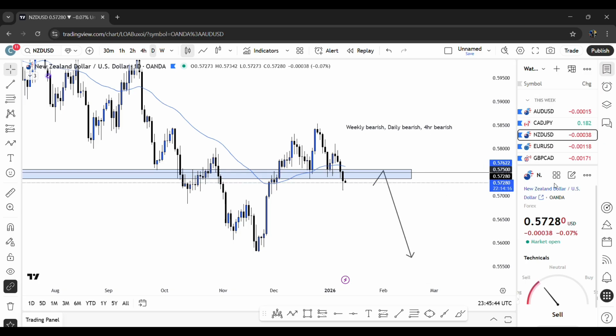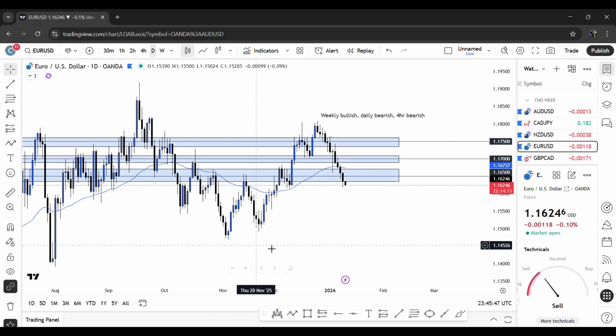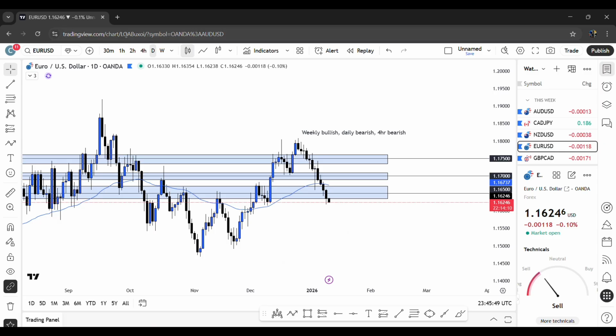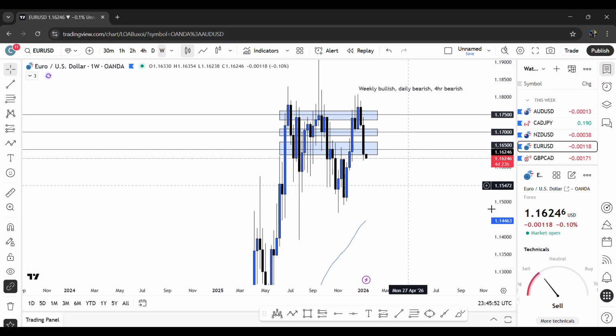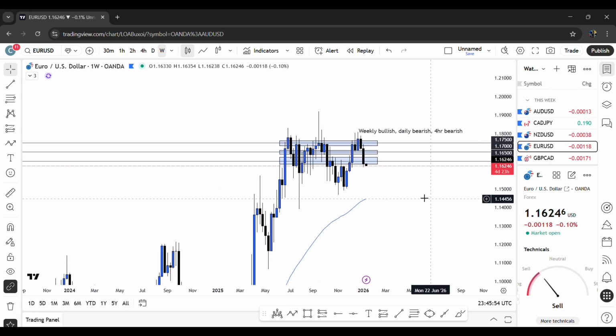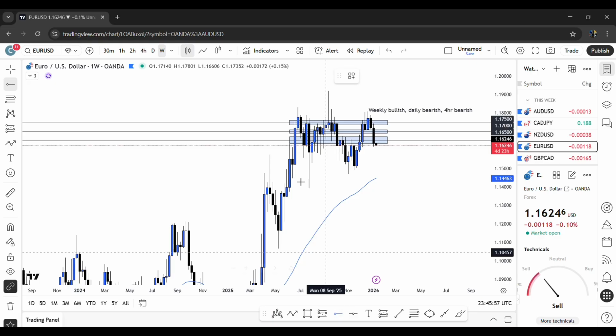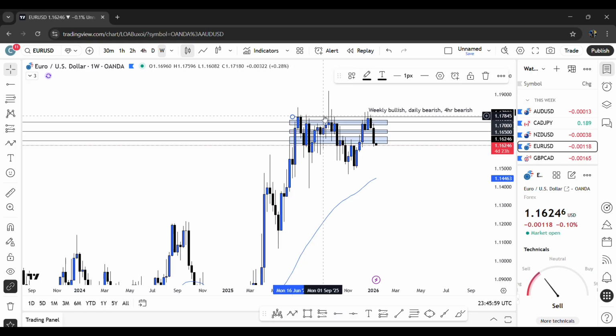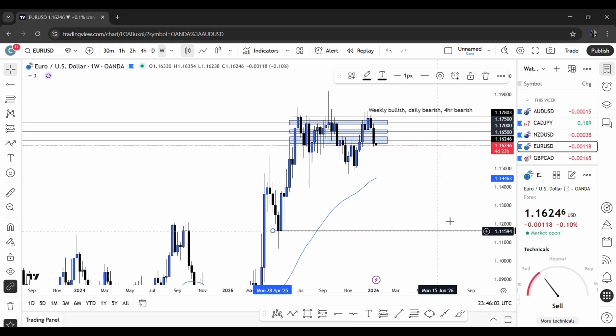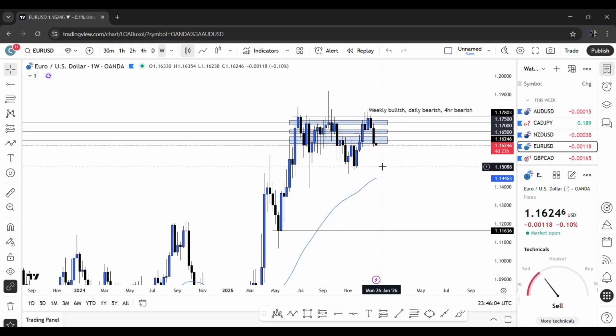Okay, next one is Euro USD. Euro USD on the weekly, if we look, the price is super bullish because this is the higher high and this is the higher low. The price is still in between this higher high and higher low. So weekly is still bullish.